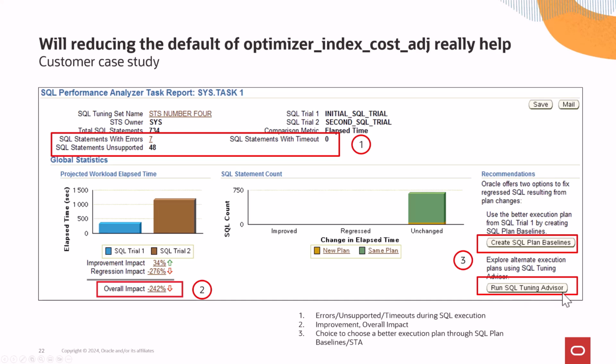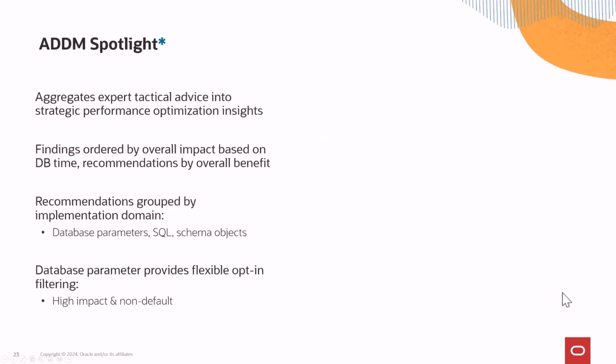Iridium Spotlight. Let's see what the challenges are, and what ADDM Spotlight solves. So let's assume any production system change has the potential to disrupt availability and performance. So DBAs need to weigh the cost versus benefit of making high impact system changes.